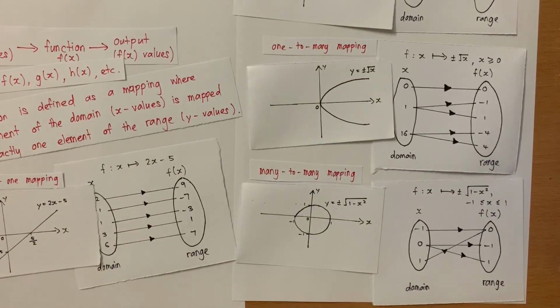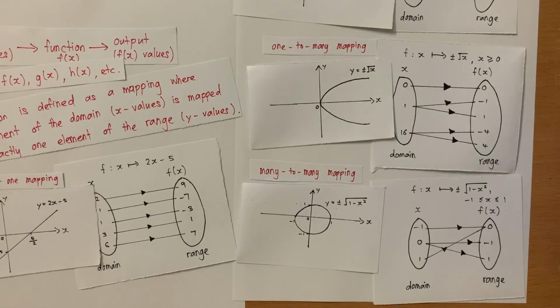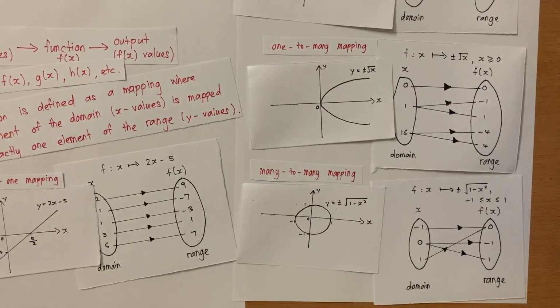So that's basically about functions. In the next video we are going to talk about domain and range. Domain is the set of x values that we specifically want to restrict, we want to select, and the range is the y values that we are going to get, we are going to produce. We are going to see lots of examples in the next video, so stay tuned for that.